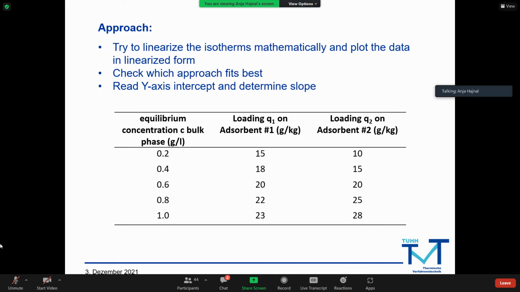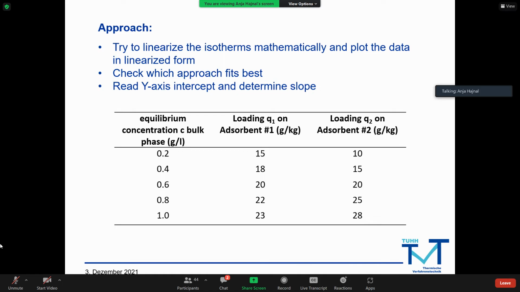Normally, in order to solve analytically the task of absorption and to work with absorption isotherms, you also need to determine the empirical constants that figure in these equations. And to do that, the easiest way is to linearize them and to plot them in a linearized form, because then we can determine these constants by the slope and the intercept of our diagrams.